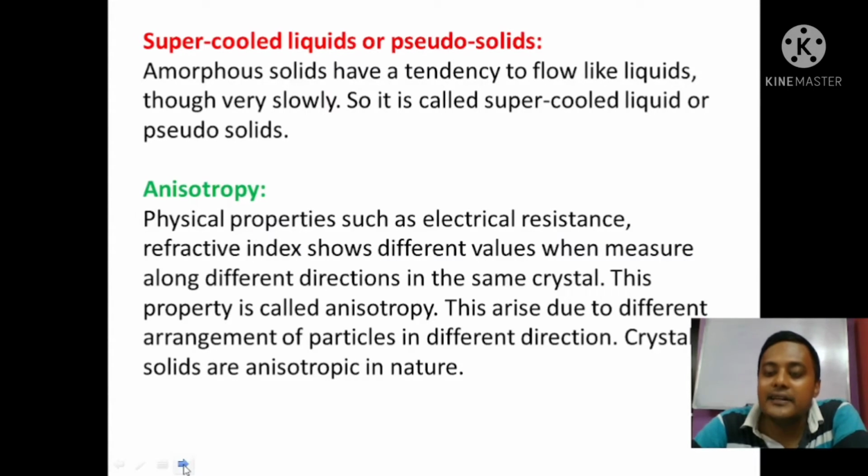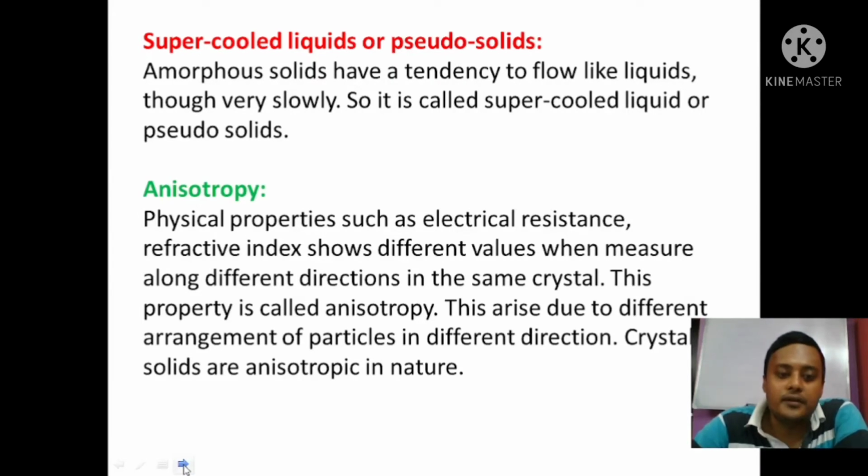Now, in our everyday life, in ancient buildings, the glass panes of the windows are thicker in the lower part compared to the upper part. So that is an example of the flow of a supercooled liquid.